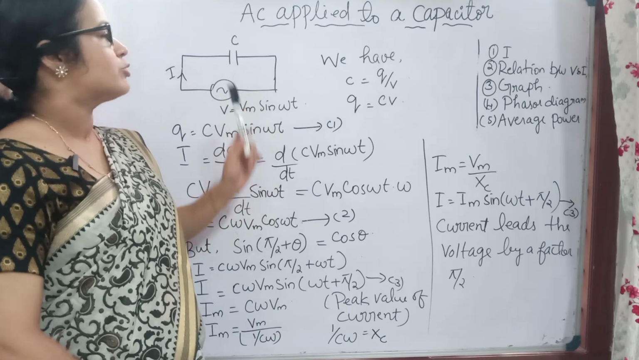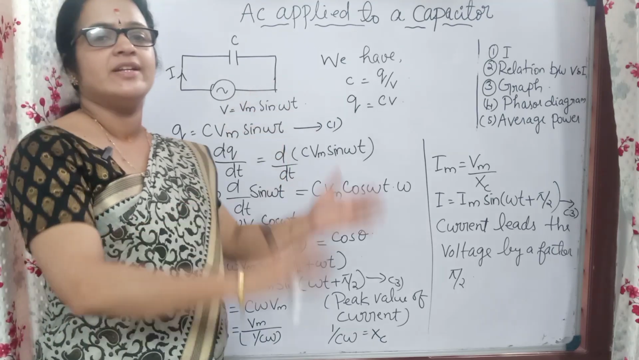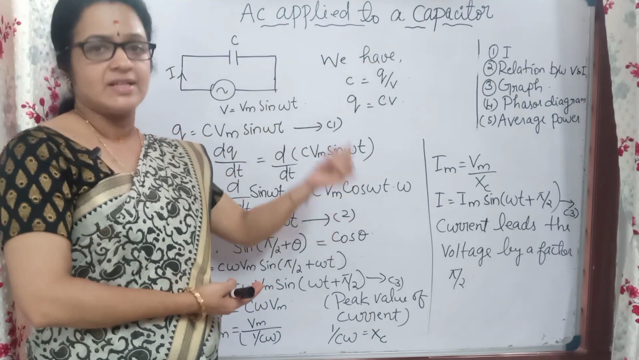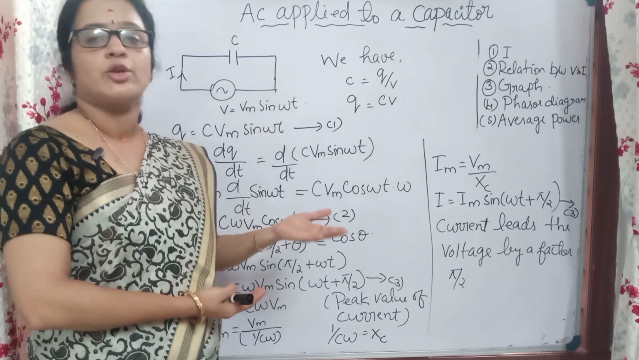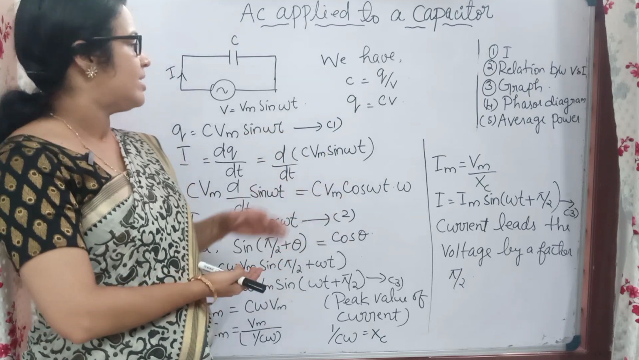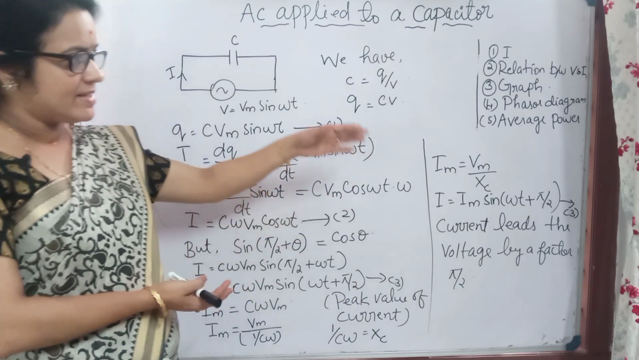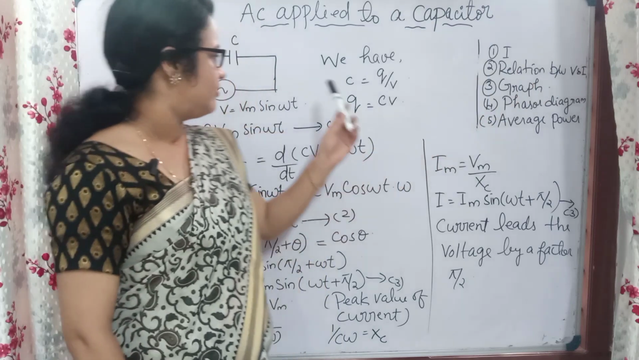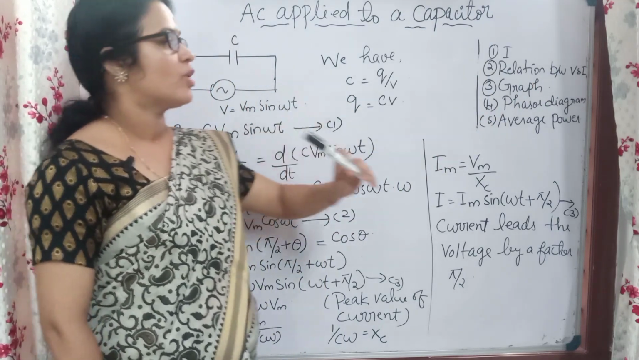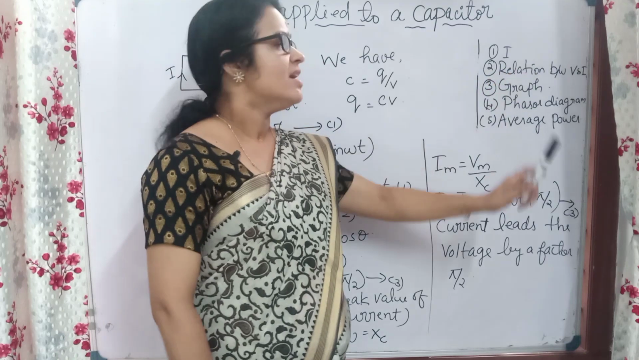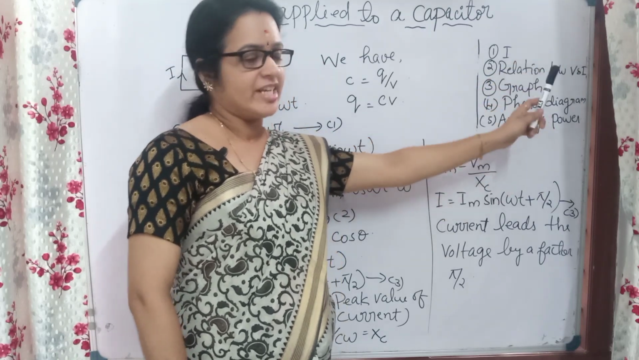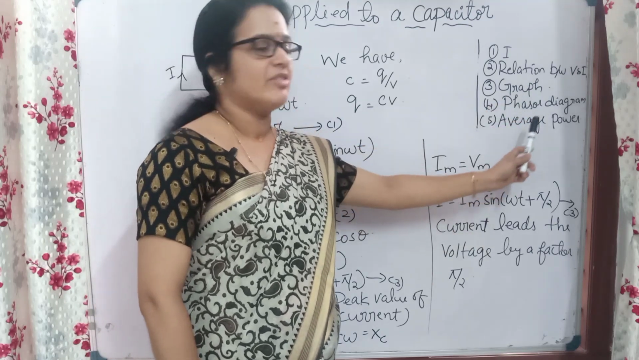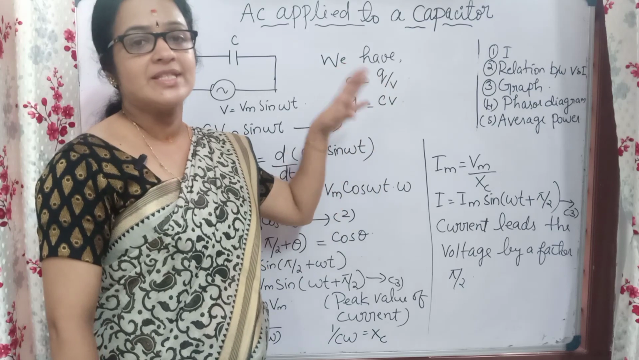Now here we have to study the 5 points that we have already discussed in the last class. The similar steps we follow in all the cases: resistor, capacitor, inductor, then LCR circuit. Let me remind you: first the current we have to find. Here we have the relation for voltage, so the corresponding current equation we will find, then the relation between voltage and current, then the graph we have to draw, then the phasor diagram, then average power. So these are the 5 points that we are going to discuss here also.